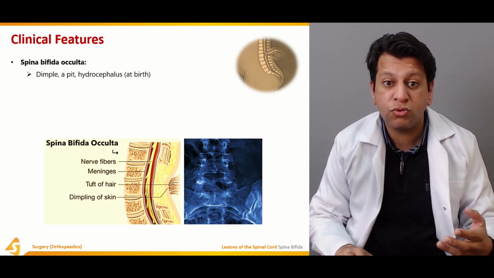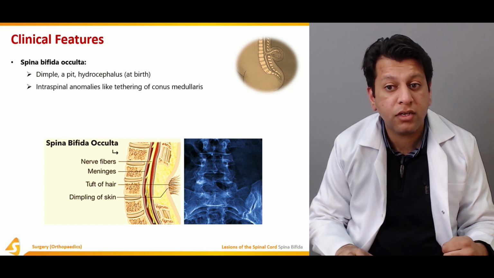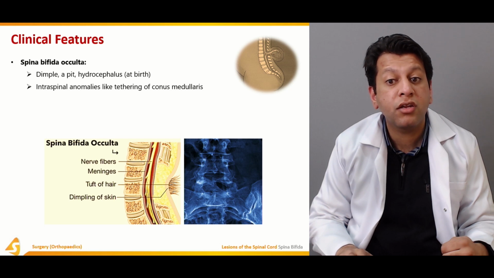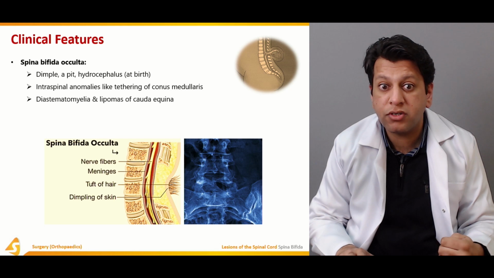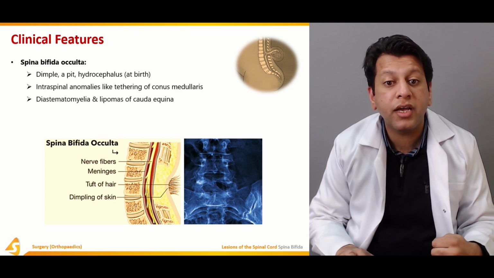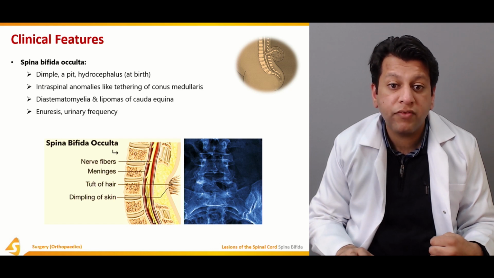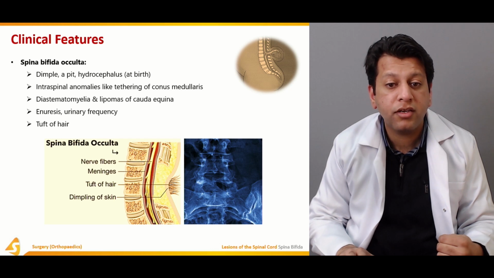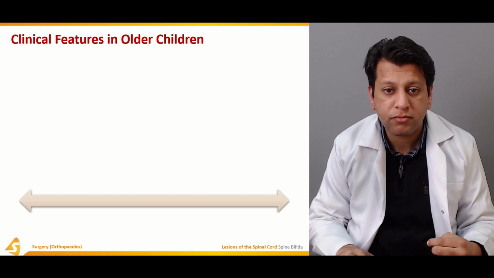Usually, as I just told you, a dimple and a patent hydrocephalus at birth are the classical signs of spina bifida occulta. There are intraspinal anomalies like tethering of the conus medullaris. That is why these may present with conus medullaris syndrome. There may be associated diastematomyelia and lipomas of the cauda equina, associated with urinary frequency and bladder dysfunction, and a tuft of hair may be present on the skin of the lower back.